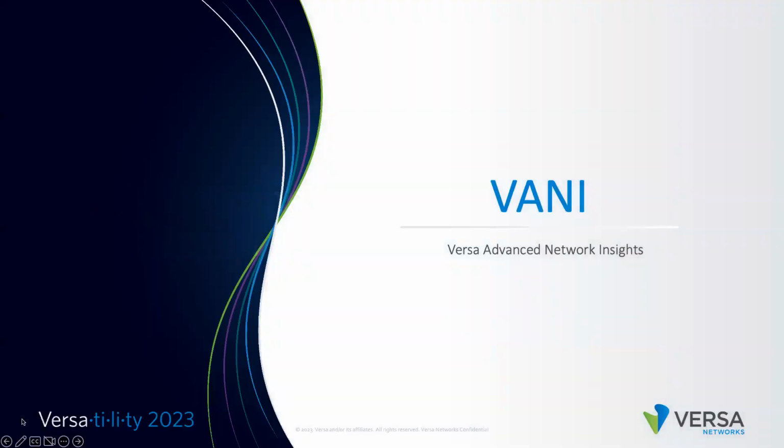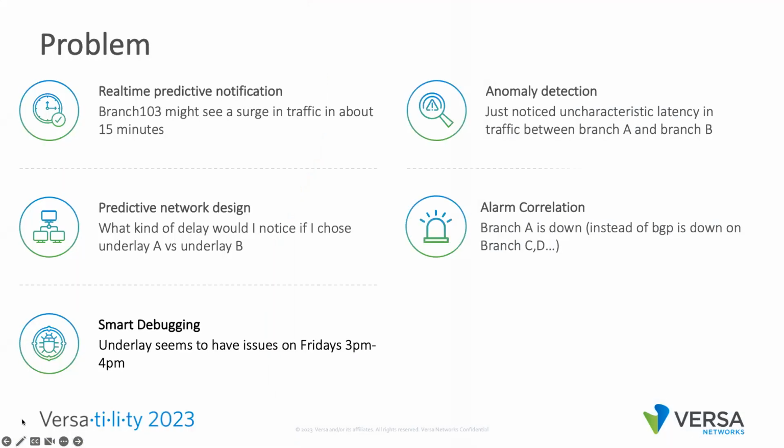And how does it do that? The first tool we have in our ensemble of software is VANI, which is Versa Advanced Network Insights. And the problem sets that we are trying to solve are multifaceted. So we want real-time network predictive notification.